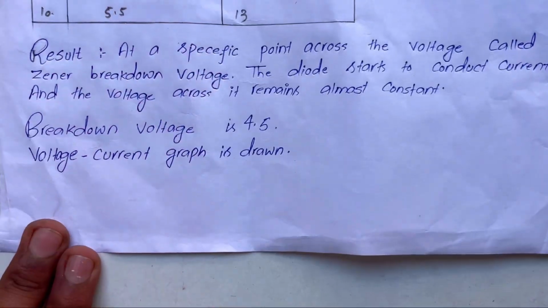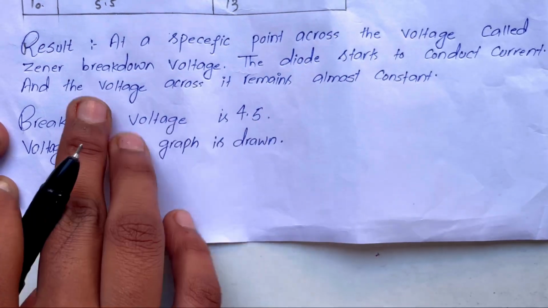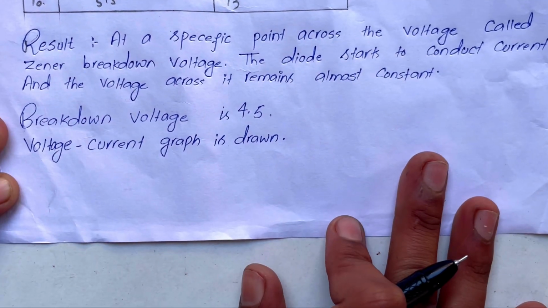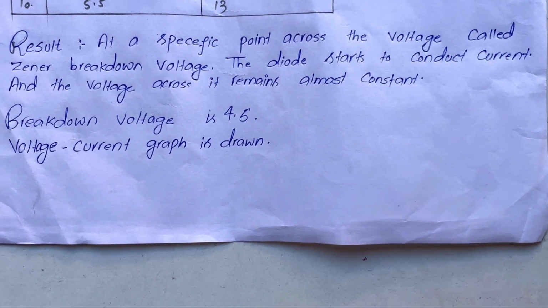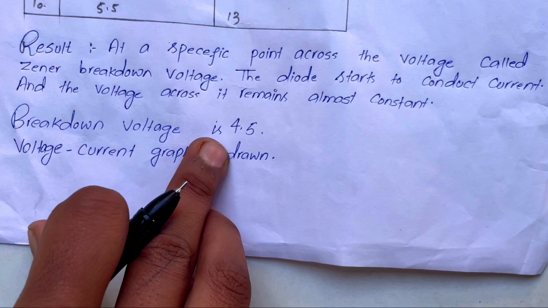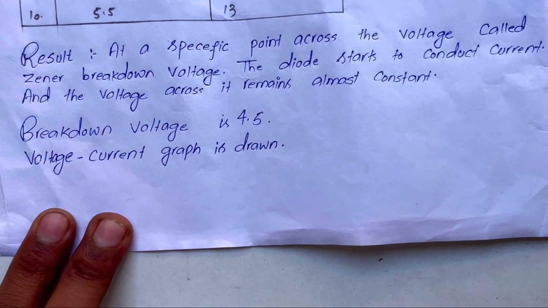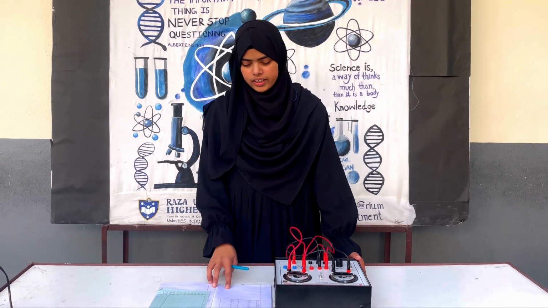Result of our experiment: at a specific point of voltage called the Zener breakdown voltage, the diode starts to conduct current and the voltage across it remains almost constant, and the breakdown voltage is 4.5. The voltage-current graph is drawn. This is my experiment and I have found the graph and observations.